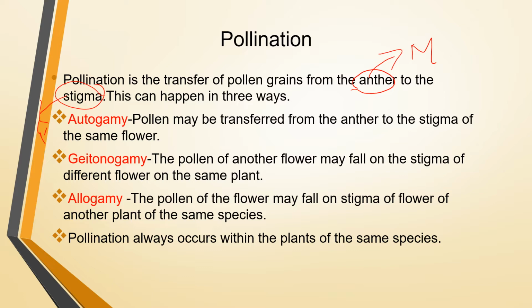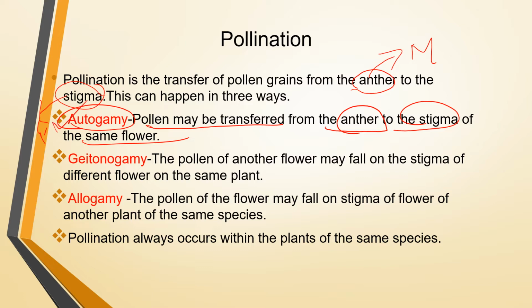Now as this happens in three ways, we are going to go into a brief description of the three ways. Now the first way is autogamy. What is autogamy? There the pollen may be transferred from the anther to the stigma of the same flower. So keep it in mind, it is being transferred from the anther to the stigma of the same flower.